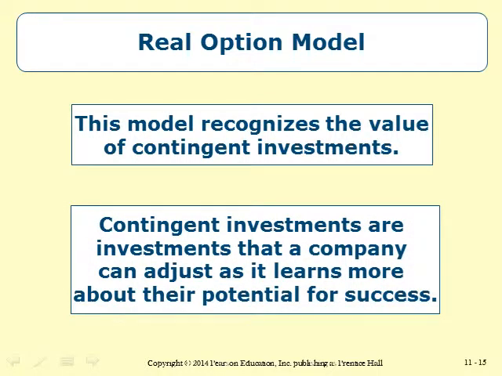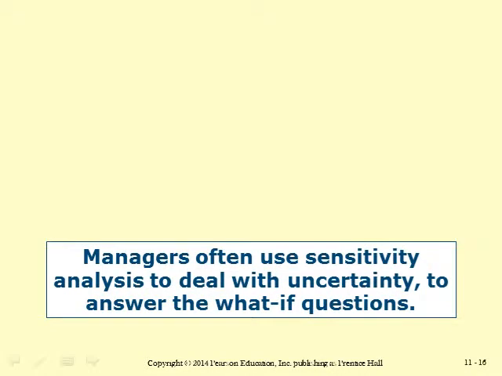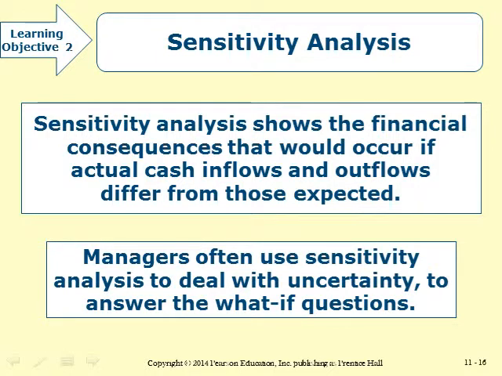A real options model recognizes the value of contingent investments, that is, investments that a company can adjust as it learns more about their potential for success. And because the future is uncertain, actual cash inflows may differ from what was expected or predicted. To quantify this uncertainty, managers often use sensitivity analysis, which shows the financial consequences that would occur if actual cash inflows and outflows differ from those expected. It can answer what-if questions like what will happen to the net present value if my predictions based on useful life or cash flows change.